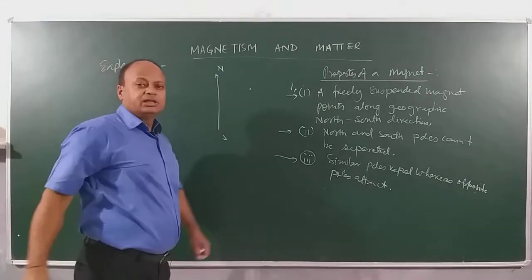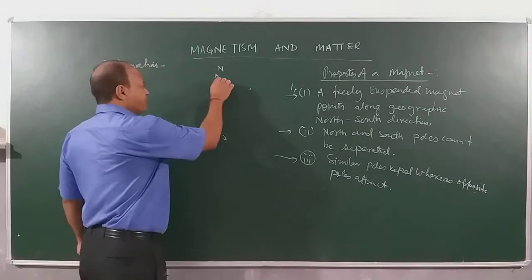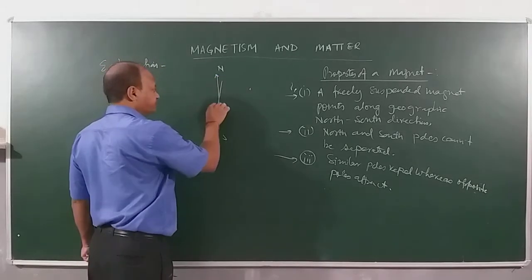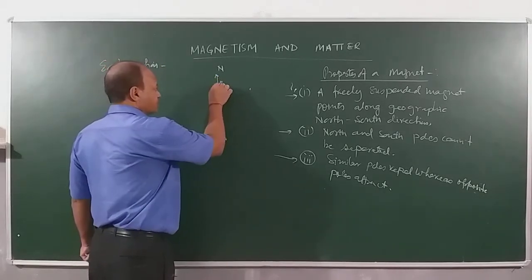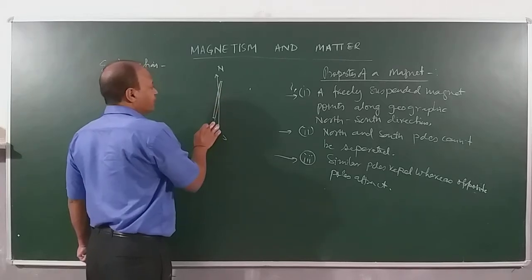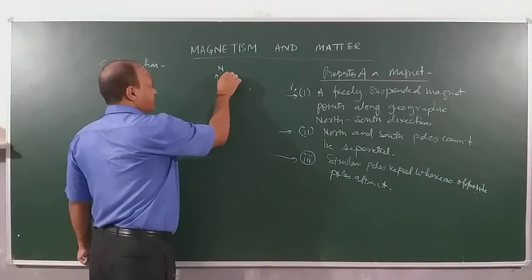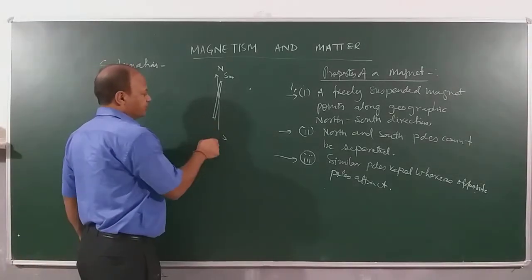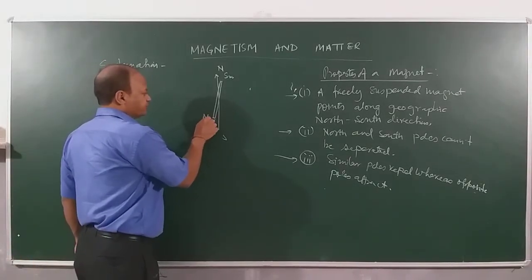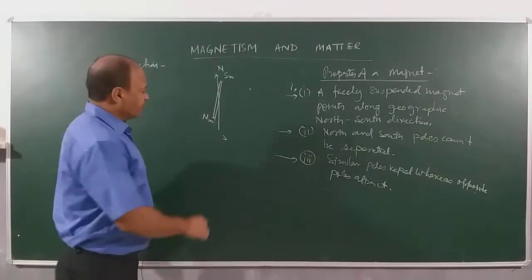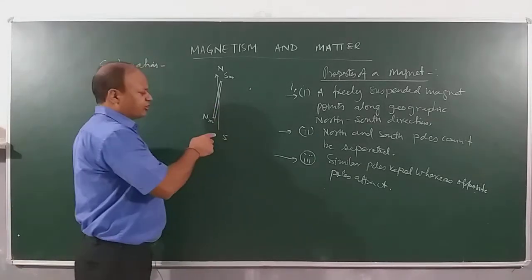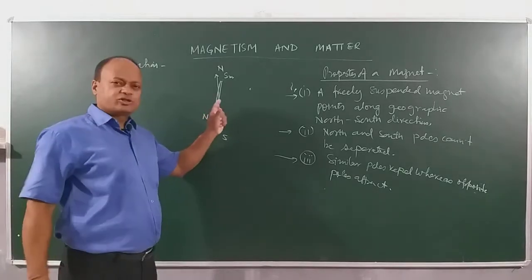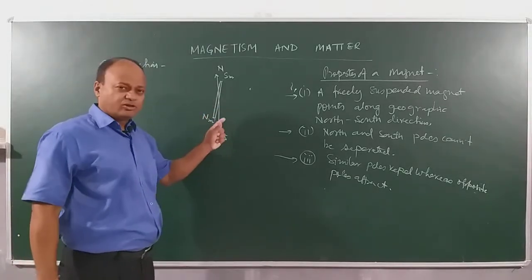So we find that the south pole of Earth's magnetic field points here like this. The south pole of Earth's magnetic field, we write SM, Earth's magnetic field. And the north pole points very close to the south pole. Remember, it is not exactly along north-south, but it is close to north-south. So you can say almost it is along north-south.